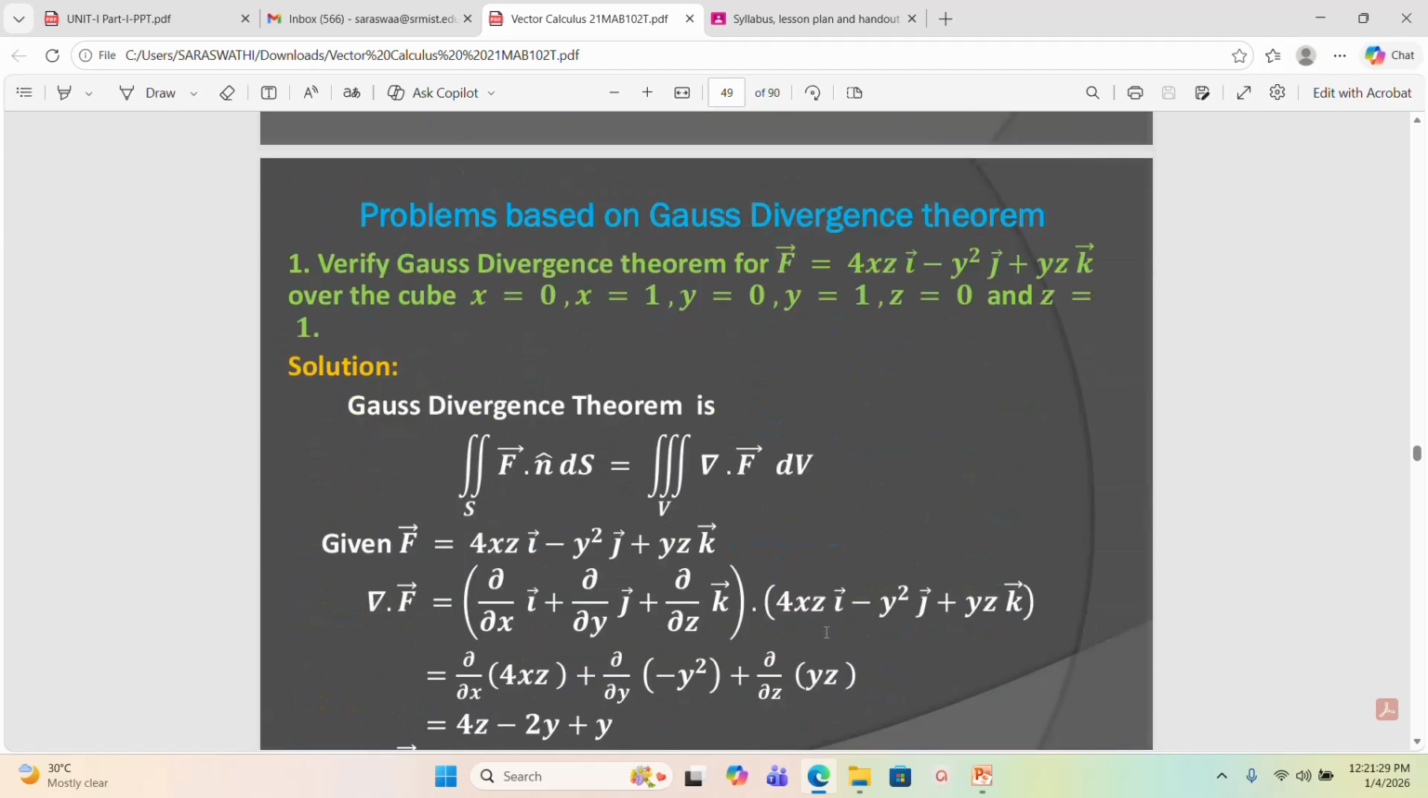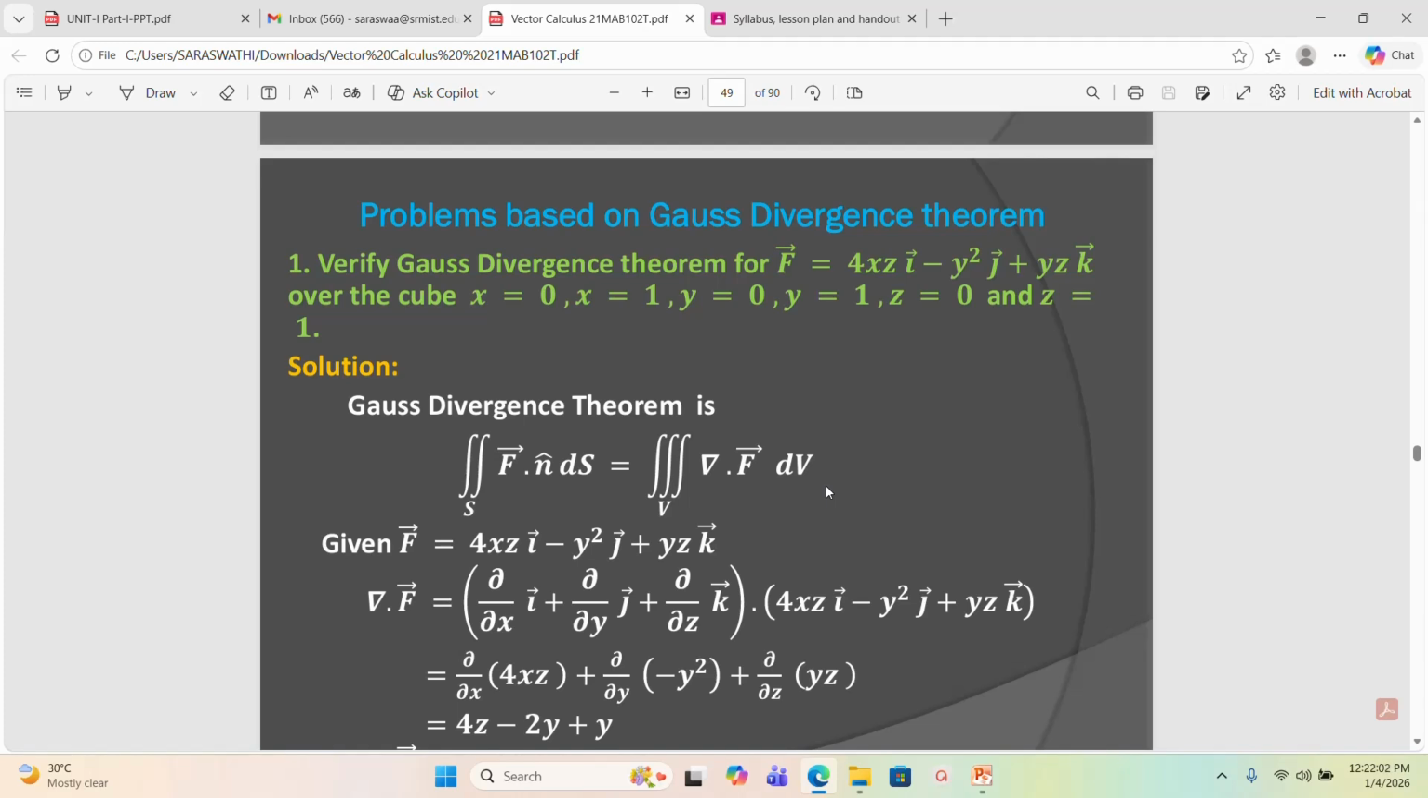for the Gauss divergence theorem. And the first question: verify Gauss divergence for the function f vector equals 4xz i vector minus y square j plus yz k vector over the cube x equal to 0 to 1, y equal to 0 to 1 and z equal to 0 to 1. So the formula for the Gauss divergence theorem: double integral over S of f vector dot n cap into dS is equal to the triple integral over V of del dot f vector into dV.